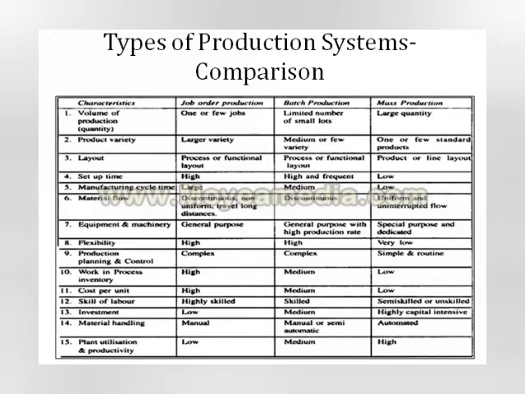Here you can see the various characteristics compared for job order, batch and mass. So you can go through the comparison in detail. You can have a brief look into new product development, why you need to introduce a new product and what the need for a new product is.